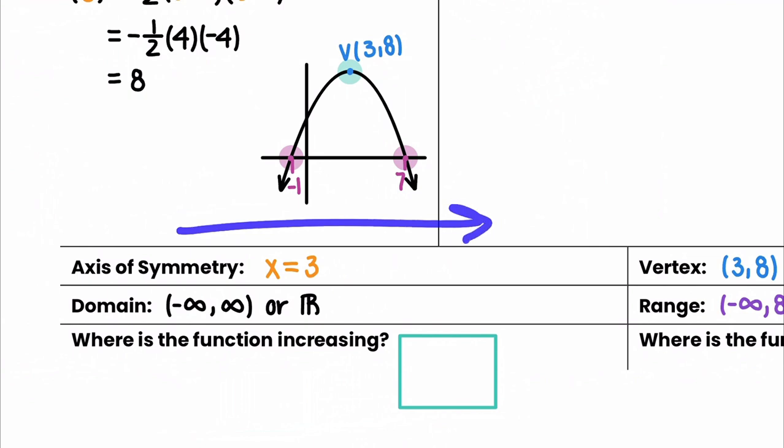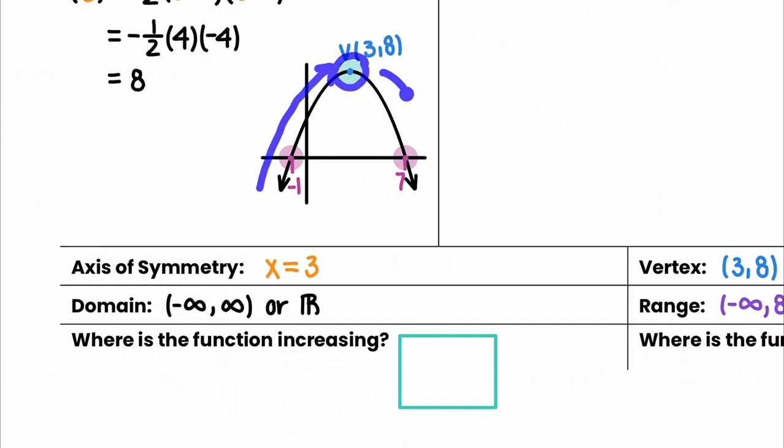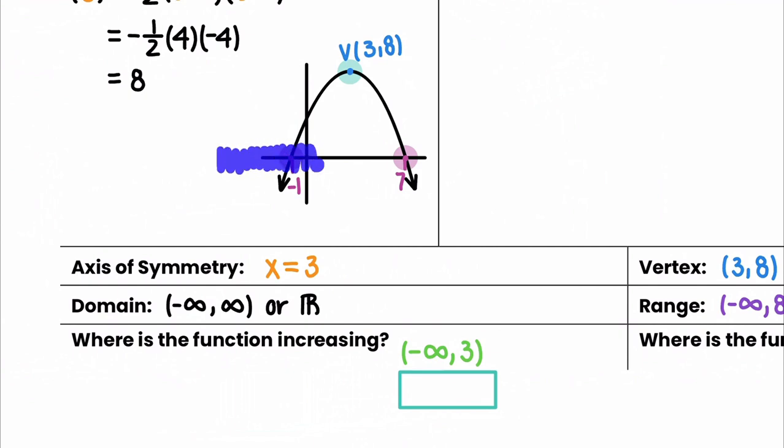Now we have the next part, where is the function increasing? So we're looking at this graph from left to right. When they say increasing, where's the graph increasing from left to right? So we see that it first increases, then it hits the vertex, and then it starts decreasing afterwards from there. So we're looking at this portion of the graph to describe where it's increasing. And remember, we're only talking about the domain because it's already implied that the y values are increasing. So we're just saying what part of the domain the graph is increasing. And we see it's increasing from negative infinity to positive 3.